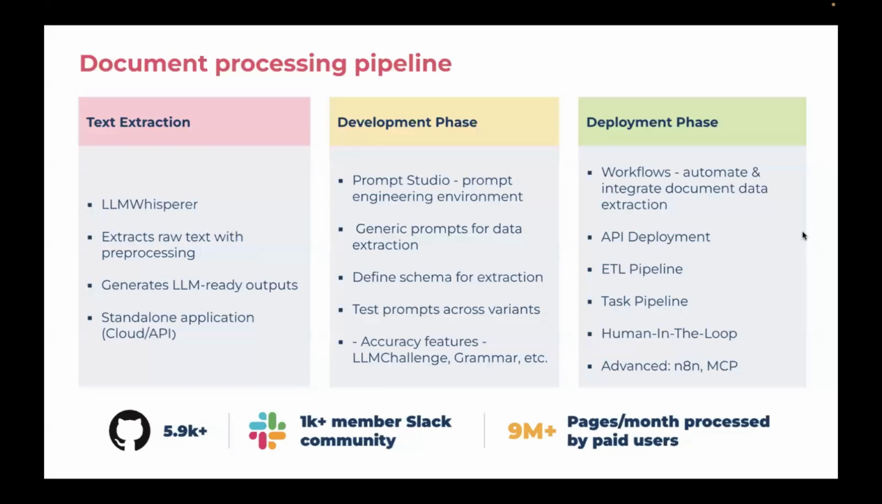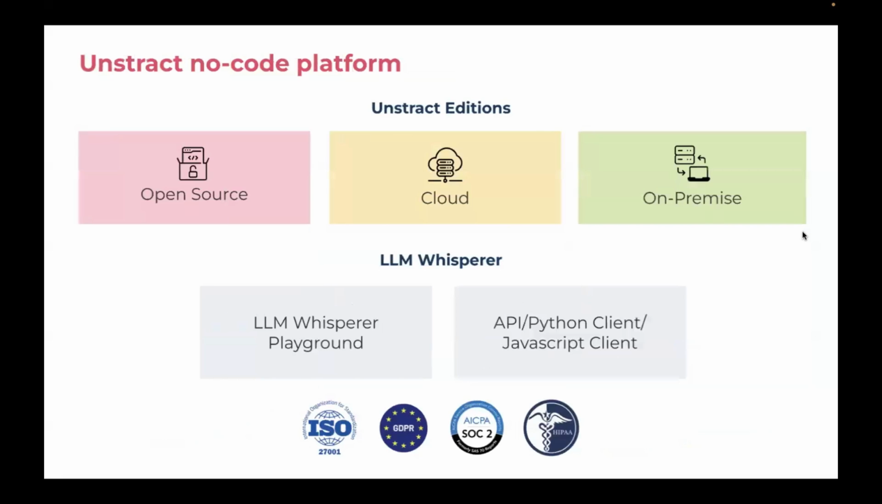So if I had to throw out a few numbers, giving you an idea of where we stand today, we have over 5.9K stars on GitHub, a 1,000 plus member Slack community, and currently we're processing over 9 million pages per month by paid users alone. So here are the different ways in which you can deploy the platform.